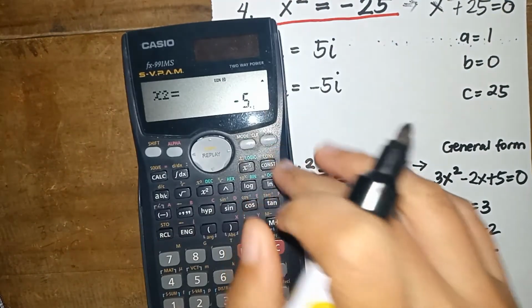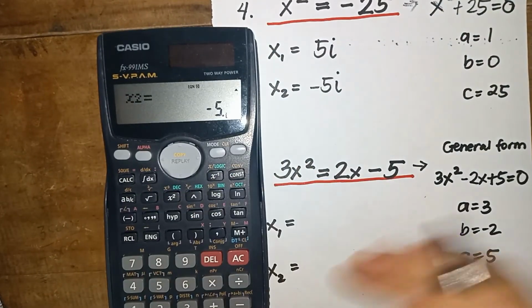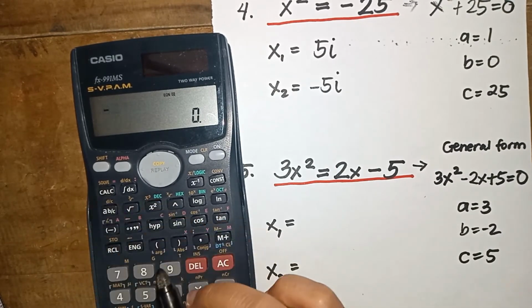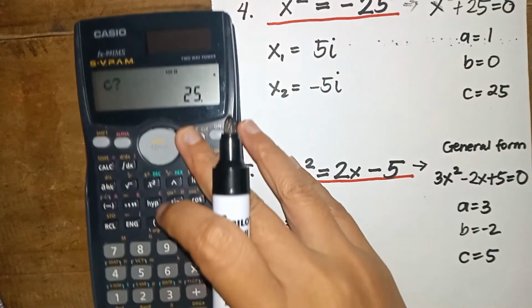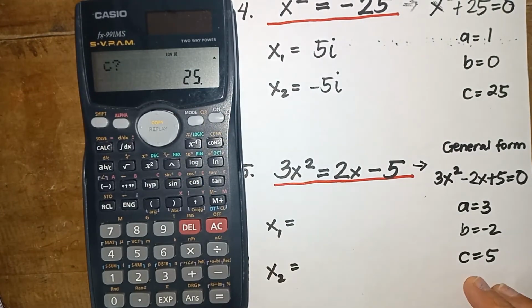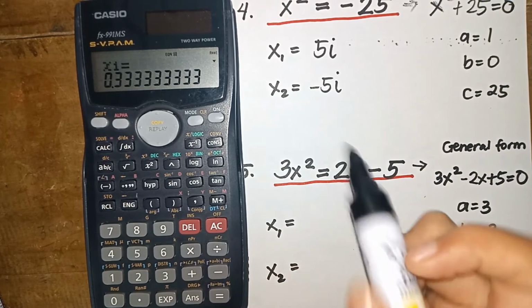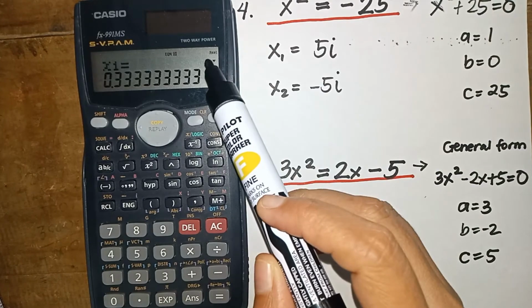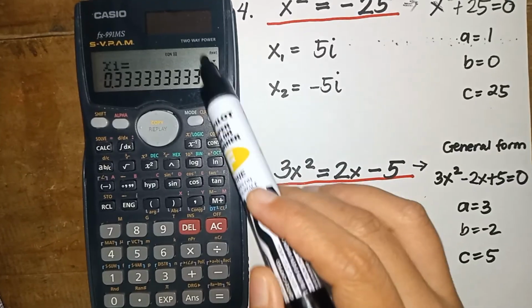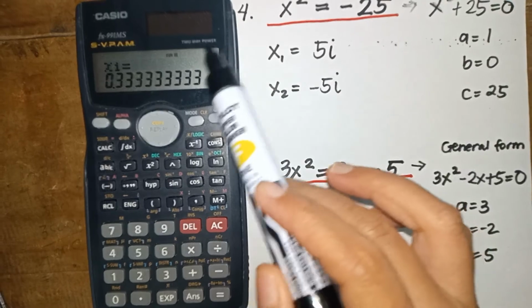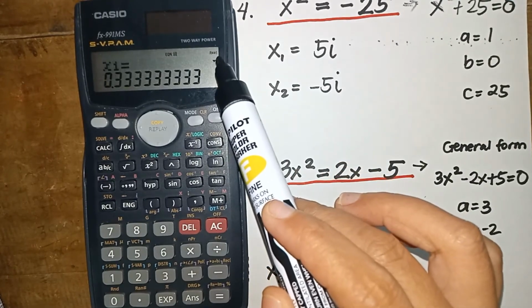So, let us find the roots of our given equation. A is 3, B is negative 2, equals, and C is 5, then equals. Here we see that the one below is a real number, and it also has an accompanying imaginary number.